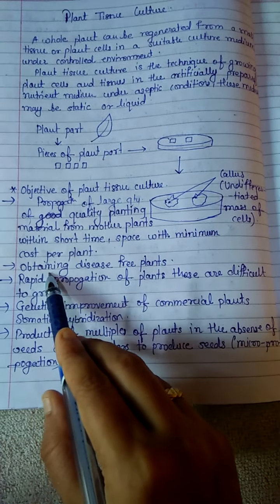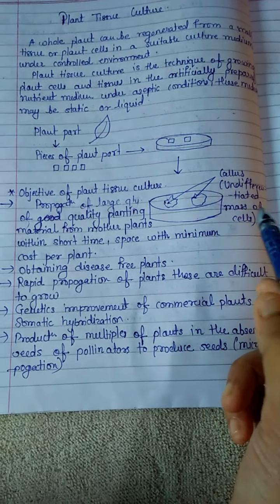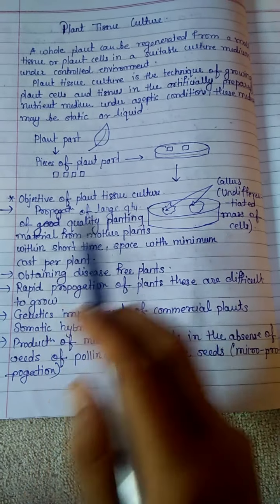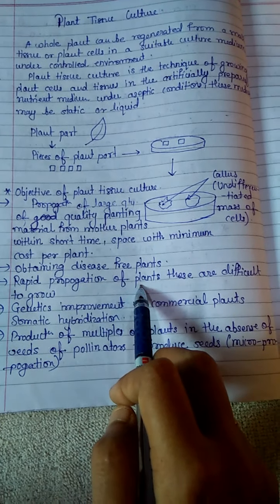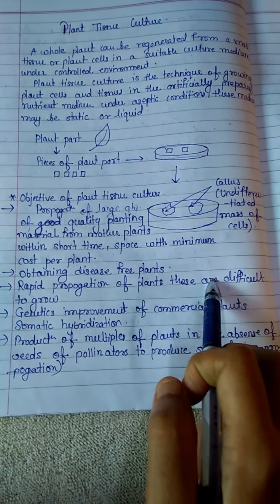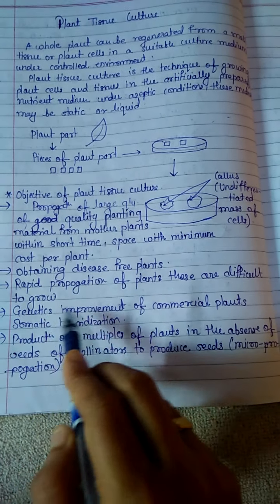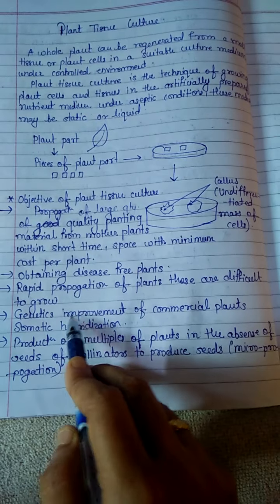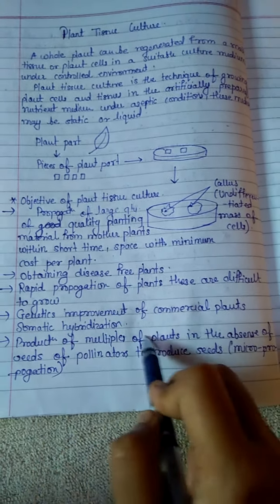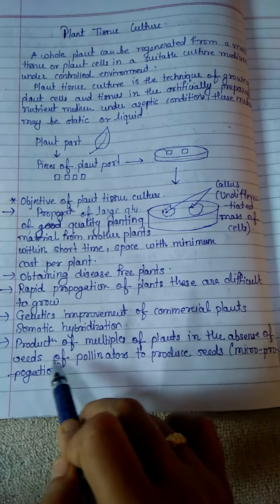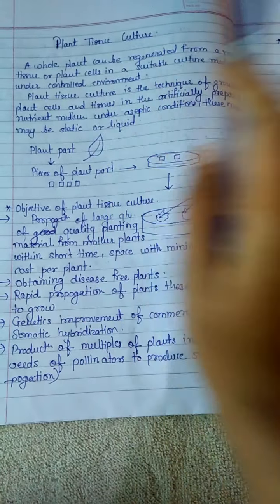Second is obtaining disease free plants. We can regenerate a disease free plant from a diseased one by using this technique. Then rapid propagation of plants, which is difficult otherwise, but by using this technique we can easily do this process. Next is genetic improvement, so genetically improved plants we can regenerate. Production of multiples of plants in absence of seeds. If we do not have seeds, then how can we multiply the plant? By using plant tissue culture technique.